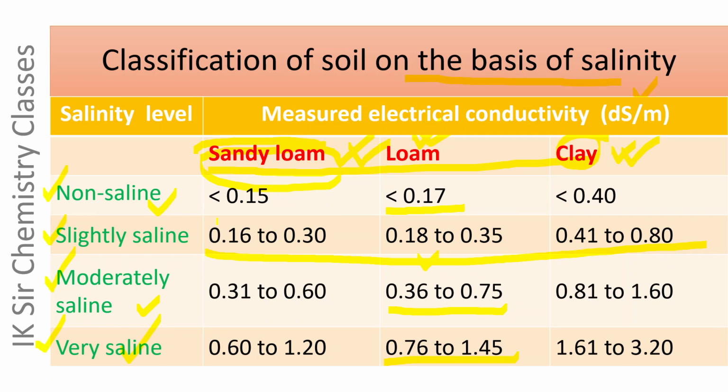The soil salinity increases from sandy loam to clay. At the same time, as the electrical conductivity of water extract of soil increases, the salinity of soil also increases.